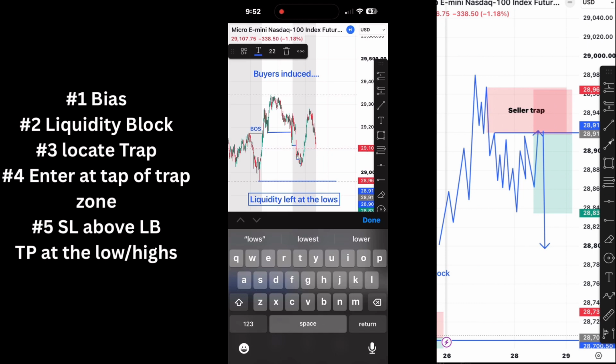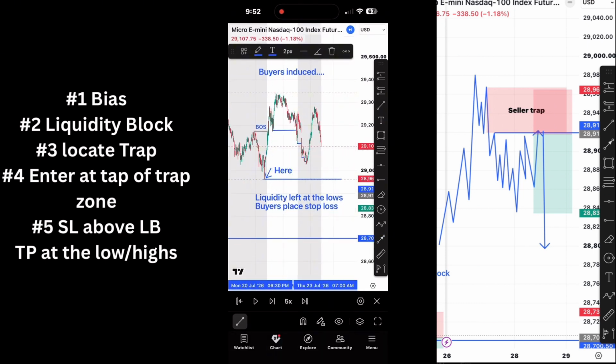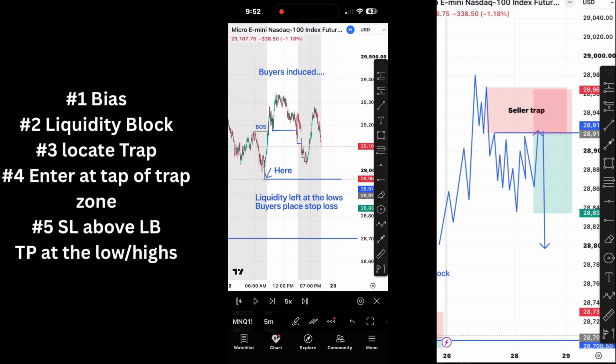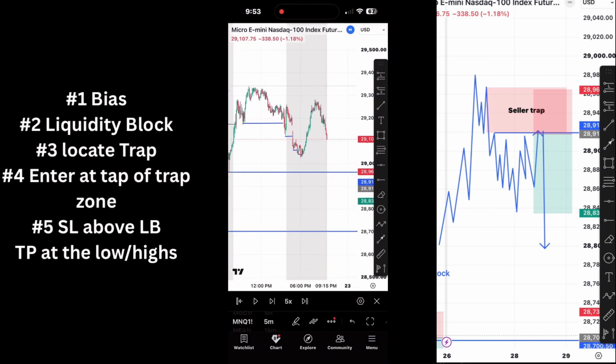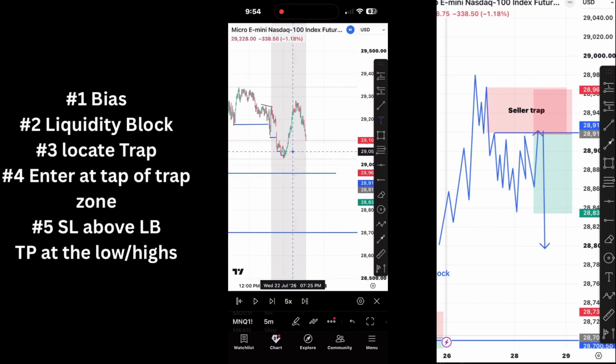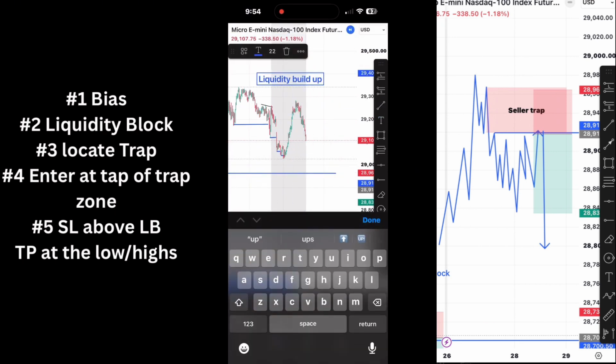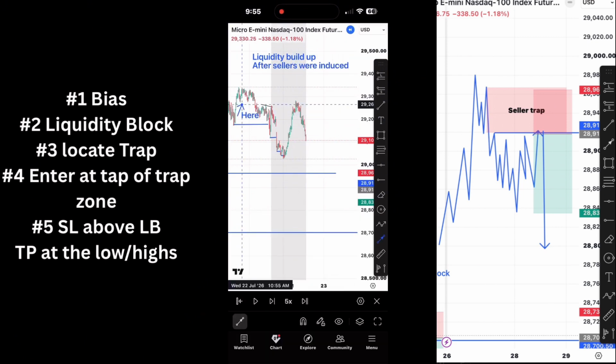is inducing buyers. Liquidity left at the lows here. Liquidity is always where people place their stop losses. The market's always going to come for those. So buyers are induced at that breaker structure, and we have liquidity below. So we have a target to shoot for, which is going to be these lows marked by that blue line there.